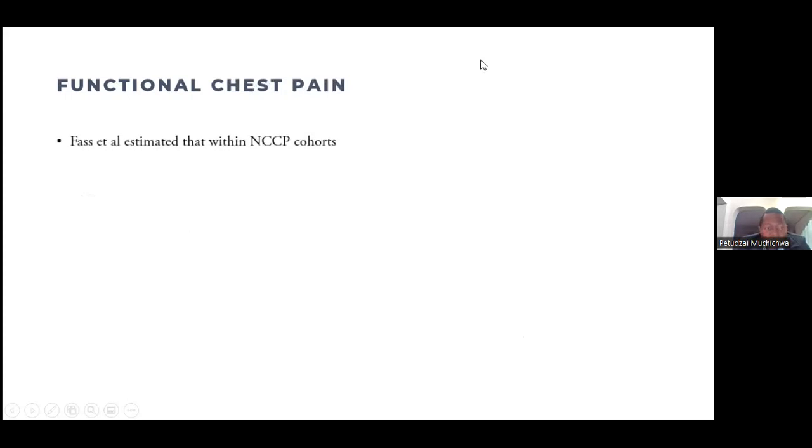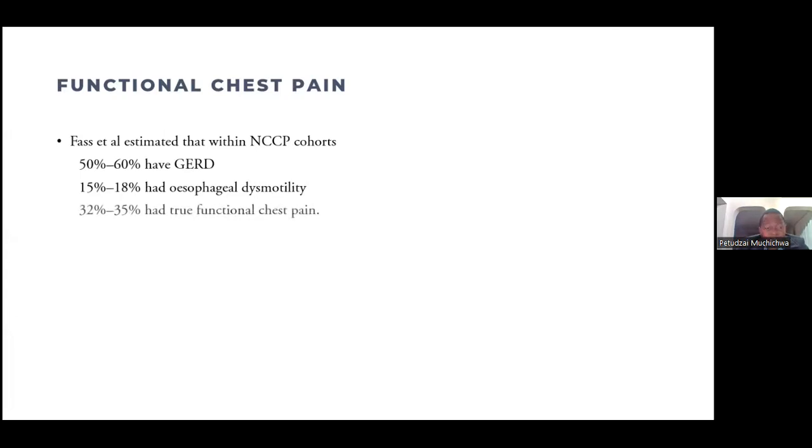Next will be the functional chest pain. Fass et al. estimated that within the non-cardiac chest pain cohorts, about 50 to 60% had gastroesophageal reflux disease, 15 to 18% had esophageal dysmotility, then 32 to 35% had actually true functional chest pain.